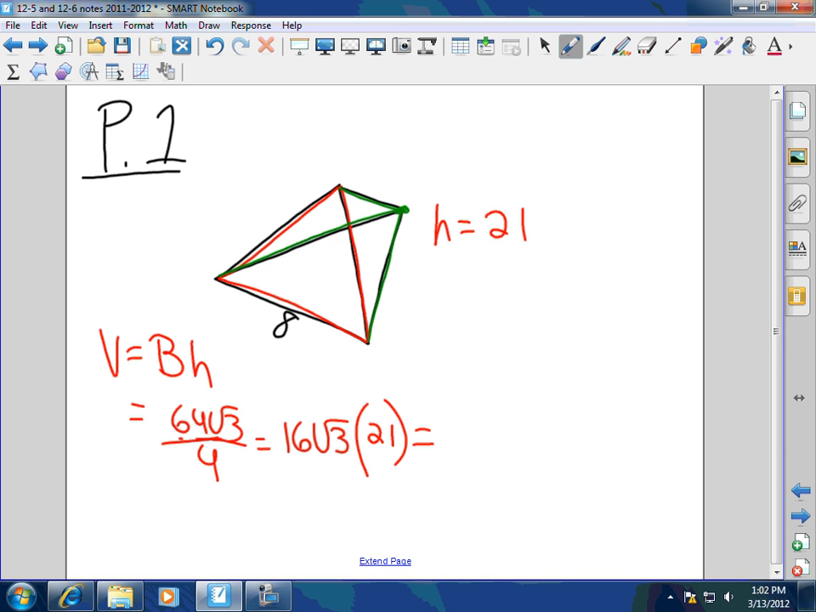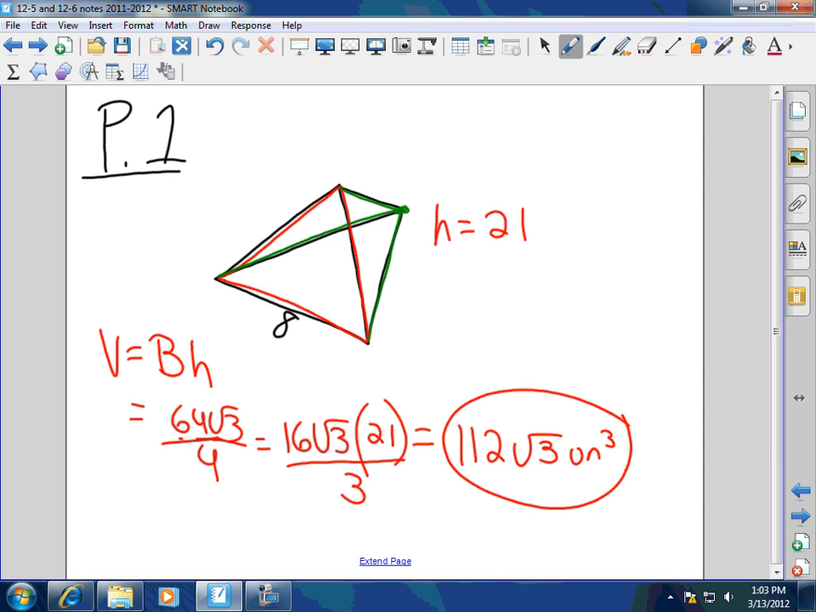21. Nice and easy. Divided by 3. So this is going to be 112 square root of 3 units cubed, because it's volume. Does that make sense? Yes? Okay. May I continue?